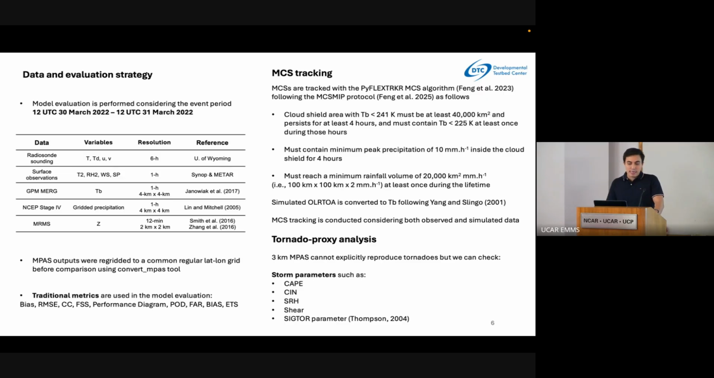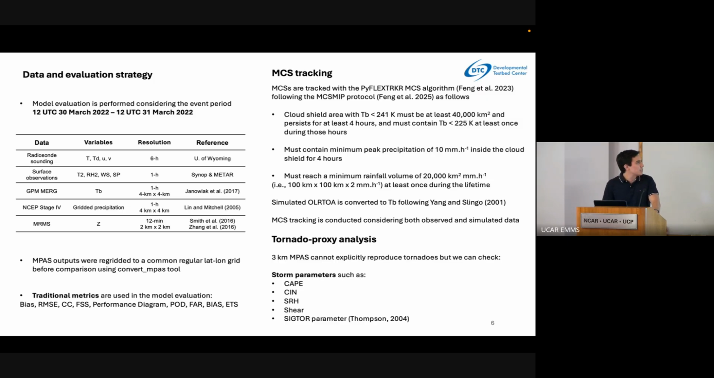Well, in terms of the MCS tracking, as we are interested in better understanding how well the model can reproduce the systems, they were tracked using the PyFLEXTRKR tracker MCS algorithm, following the MCSMIP protocol, that basically has these criteria definitions. And the simulated outgoing longwave radiation at the top of the atmosphere is converted to brightness temperature using an empirical relationship following Yang and Slingo, because MPAS doesn't have brightness temperature as a default output. And basically, the MCS tracking is conducted considering both observed and simulated data sets.